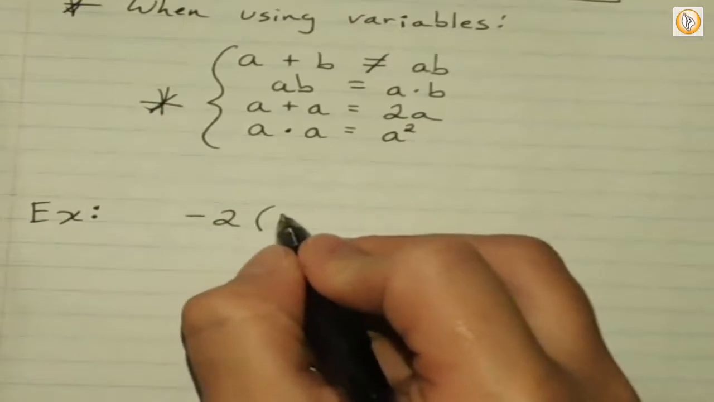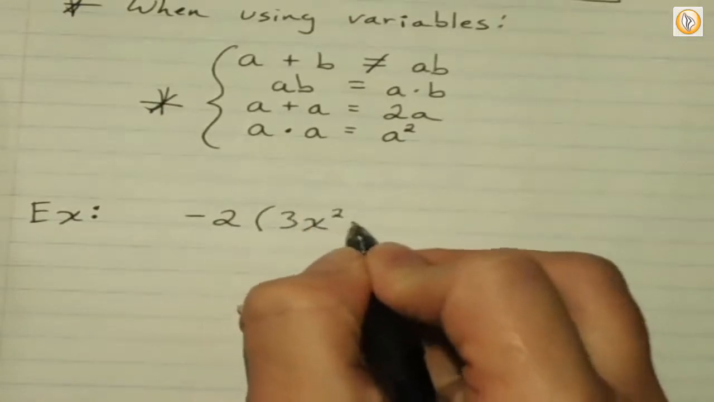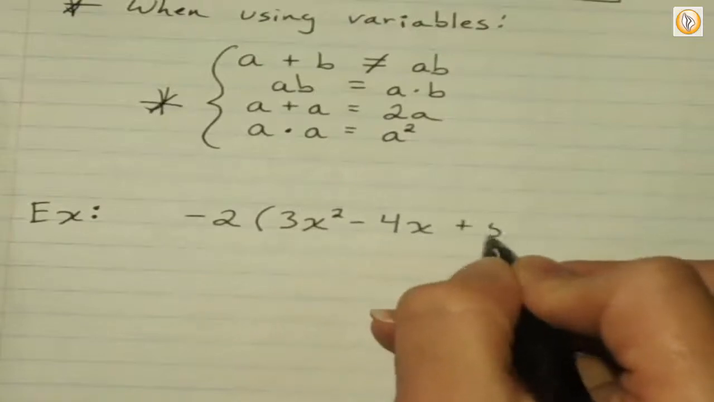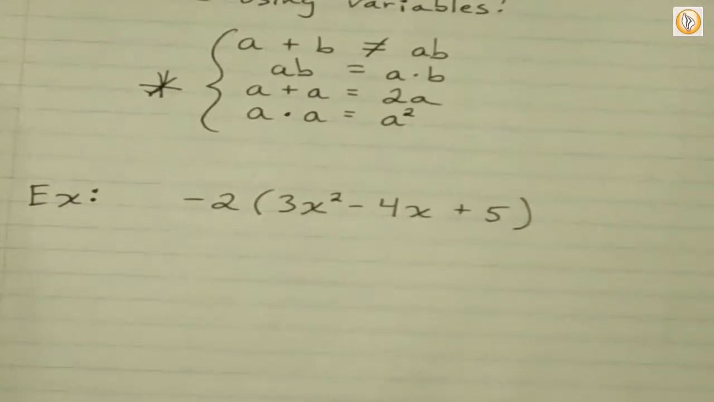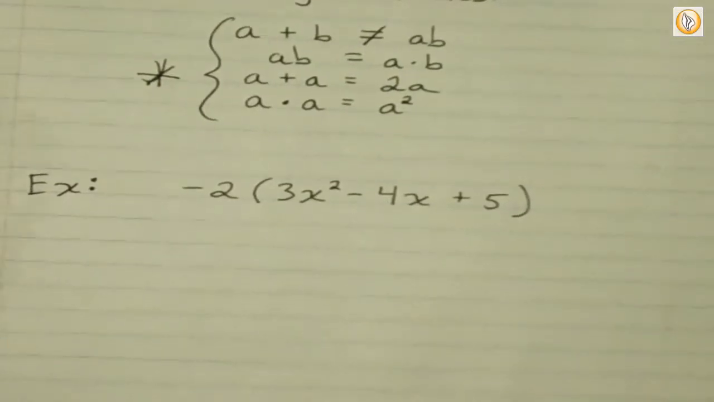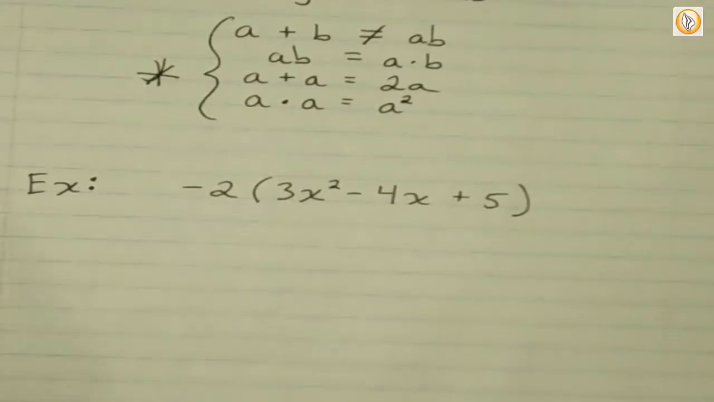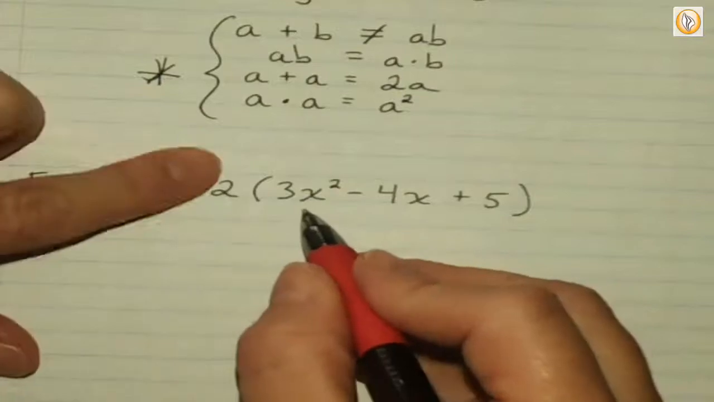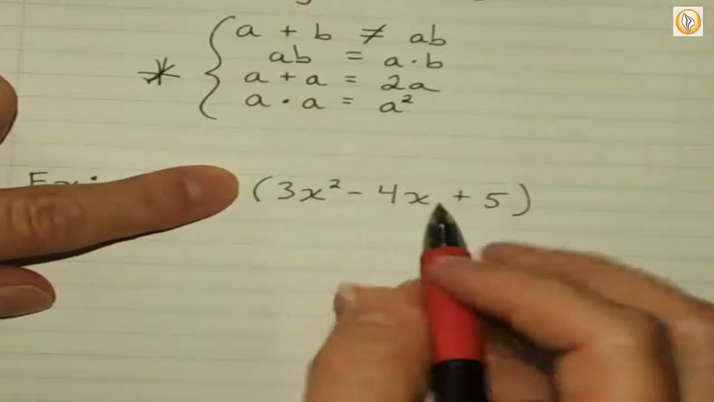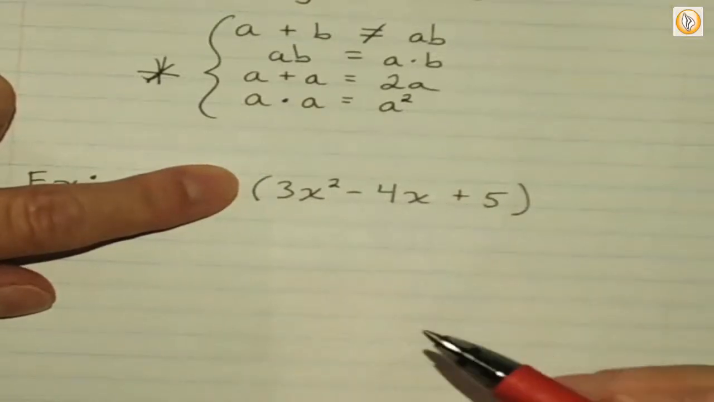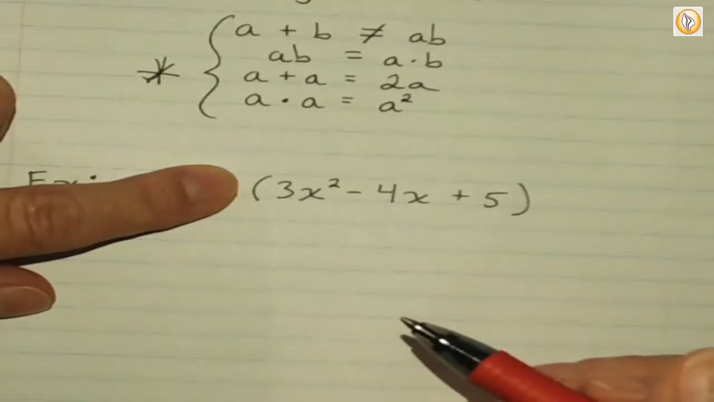Example, -2 times 3x squared minus 4x plus 5. See, taking it up a notch. Cecilia, what do I do? All right, what do I do, Cecilia? Parentheses. That's right, we work inside the parentheses. See, this is crazy coming right off of learning order of operations. It's great timing. Can I combine anything in the parentheses though?